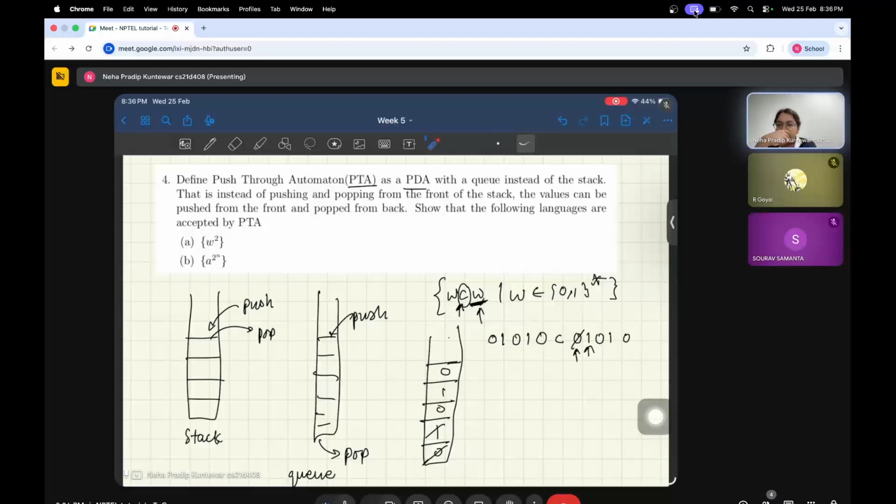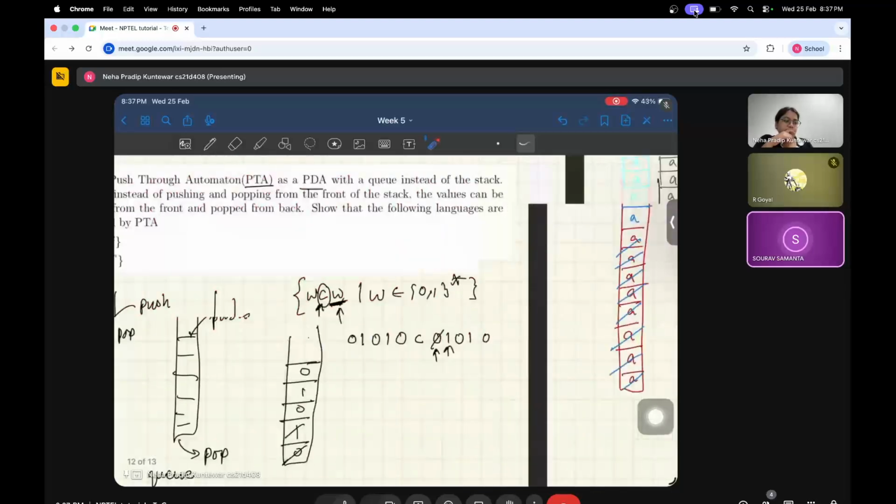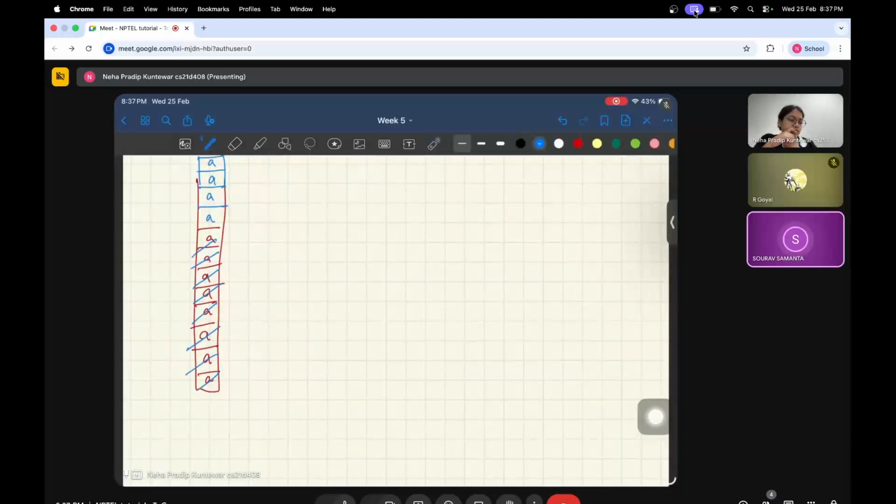Okay. Yeah, I think that is all the questions I had for today. But if there are any questions that you have... I have a question on the topic of PDA. Design a PDA for the language L equal to {a^n b^n union a^n b^2n}, such that n is greater than or equal to 0.